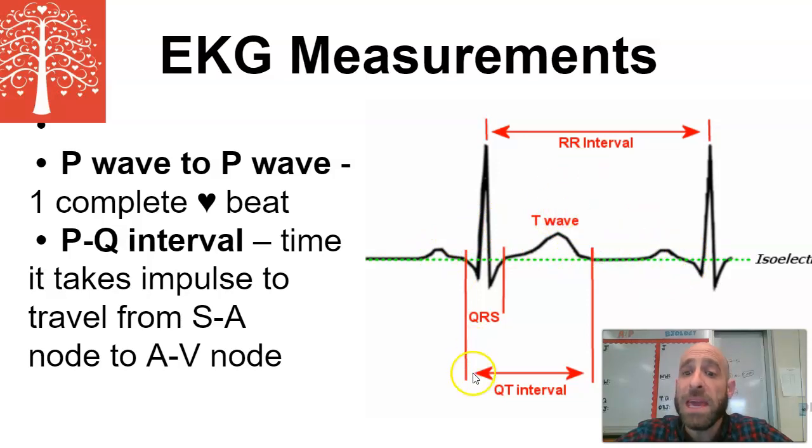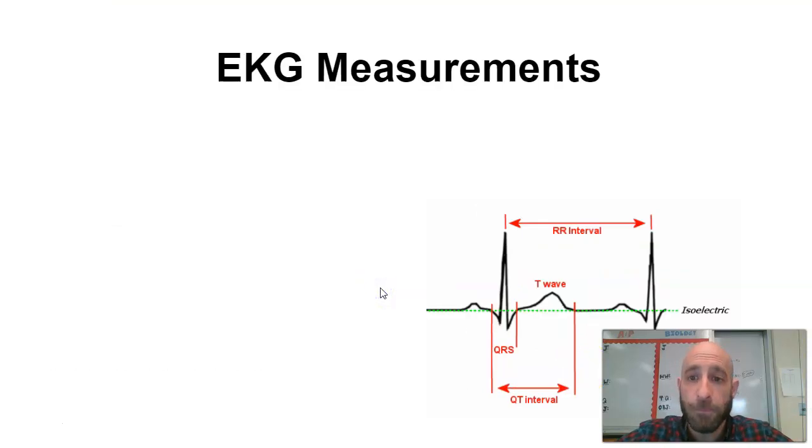And then something called the PQ interval is the time it takes for that impulse to travel from the SA node to the AV node. So that's the time it takes for the atria to contract and push the blood into the ventricle. And that's this distance right here. So the PQ interval is the distance between the P wave and the Q wave. And then QT is just the interval between the Q contraction and the T, which would be when it relaxes. We talked about that before, but that's just a quick review. So what are we measuring here? Well, let's take a look.